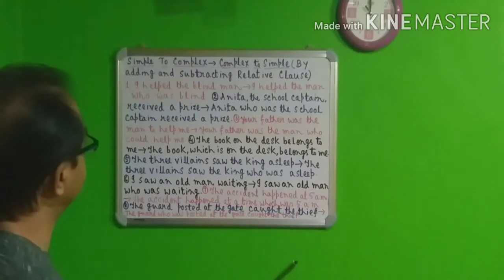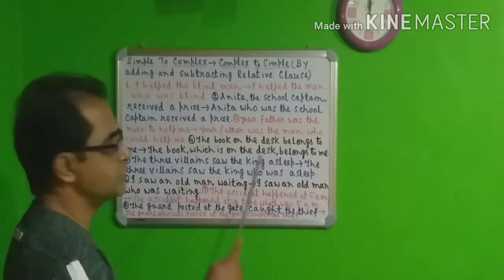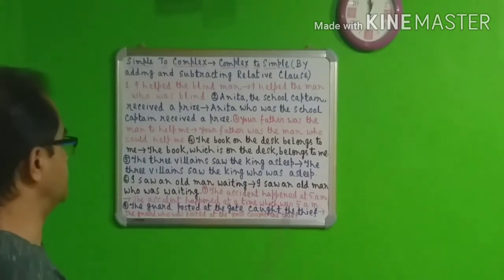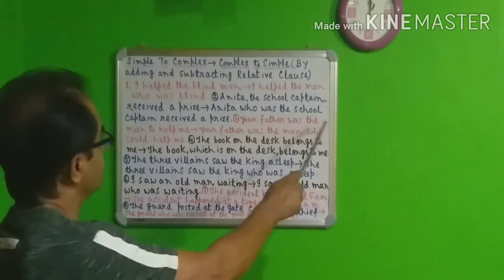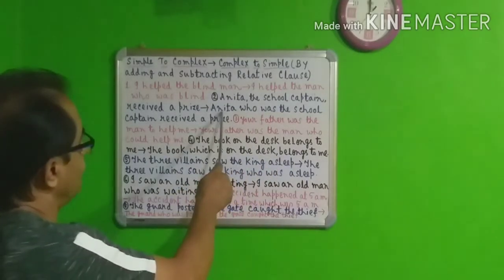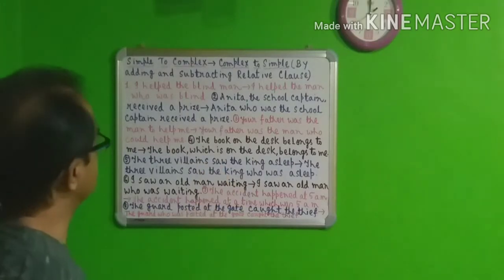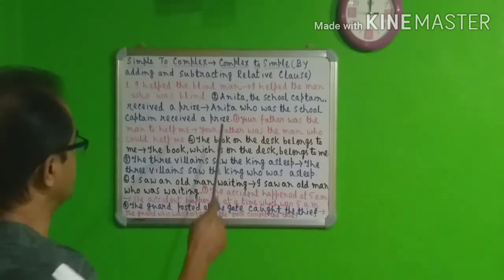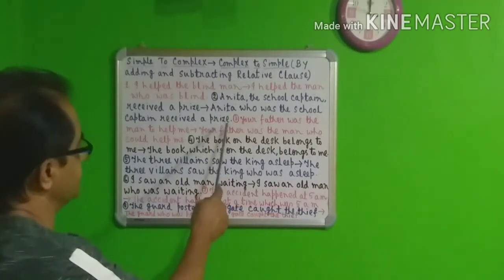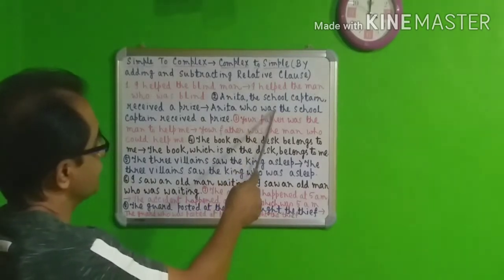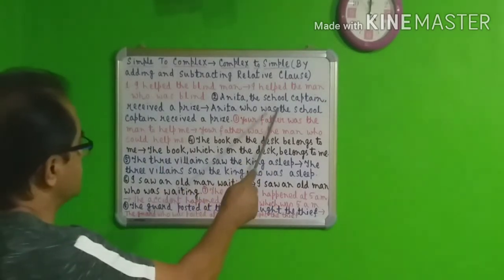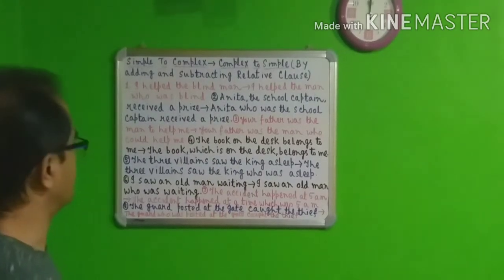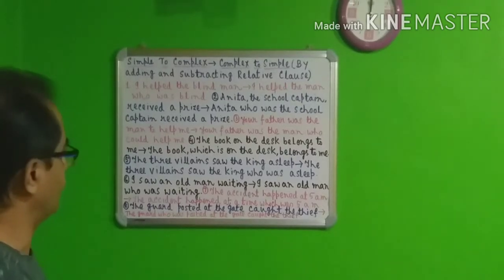And now how can we expand it with the help of the relative clause? In this way: Anita, who was the school captain, received a prize. Here the relative clause is who was the school captain. It qualifies the noun Anita. So it is a relative clause. The meaning is the same and it has become a complex sentence. The main clause is Anita received a prize. The relative clause or subordinate clause is who was the school captain. This part qualifies the noun Anita. So it is an adjective clause. Another name is relative clause.